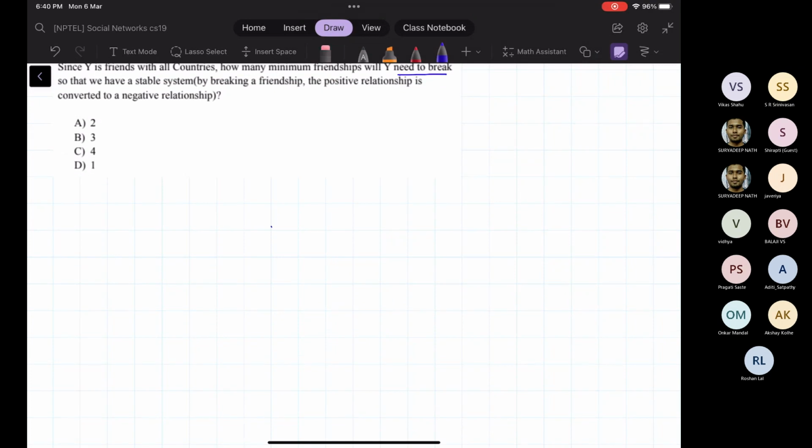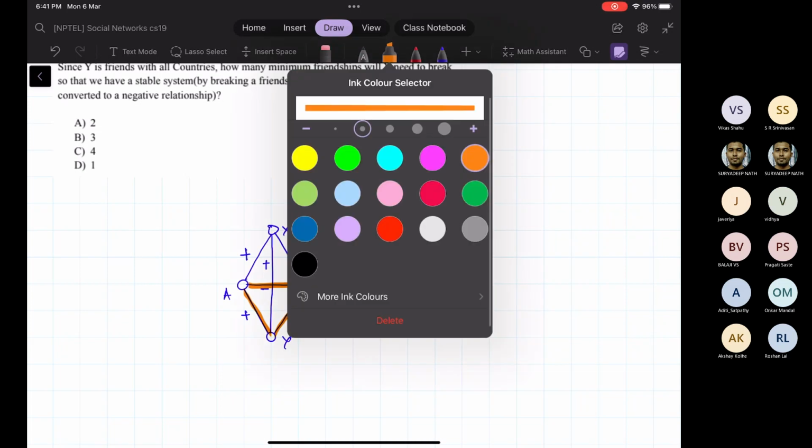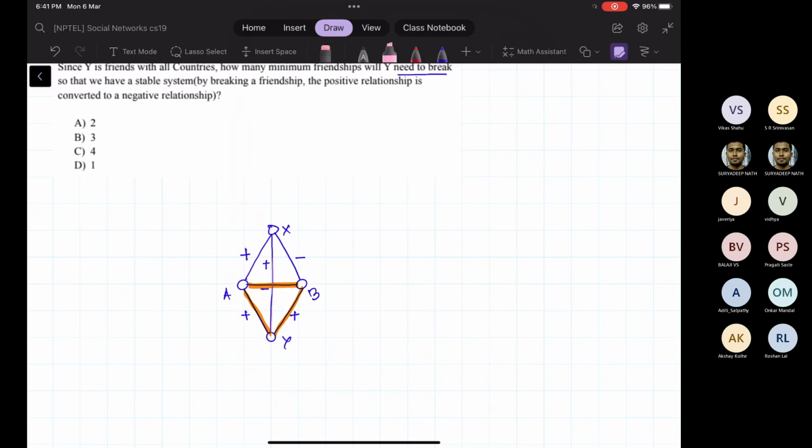So you have X, A, B, and Y. Now, between A and X, it's positive. B and X, it's negative. Between AY and BY, it's positive. Between X and Y, it's positive. And between A and B, it's negative. Now we want to find out how many friendships Y has to break. So let us identify the unstable triangles first. So this was one unstable triangle, and the other unstable triangle was X, Y, and B.